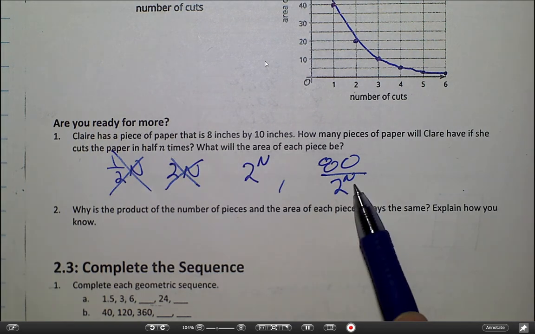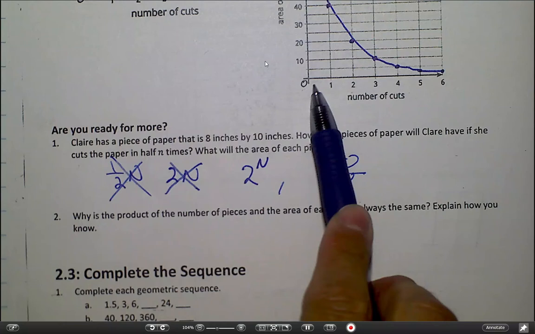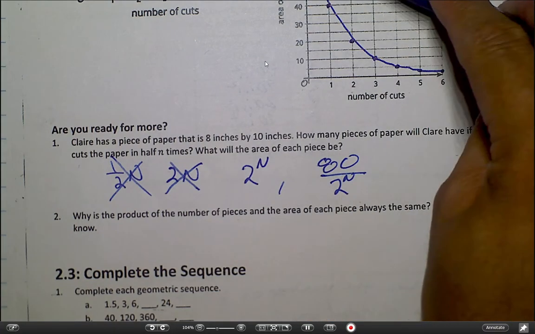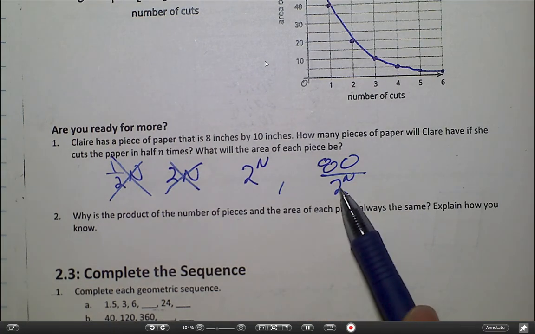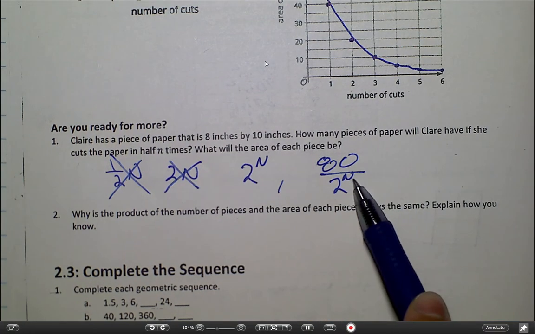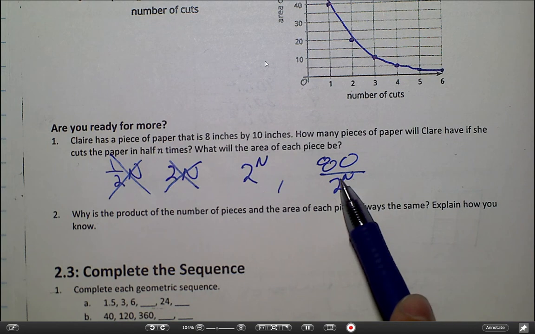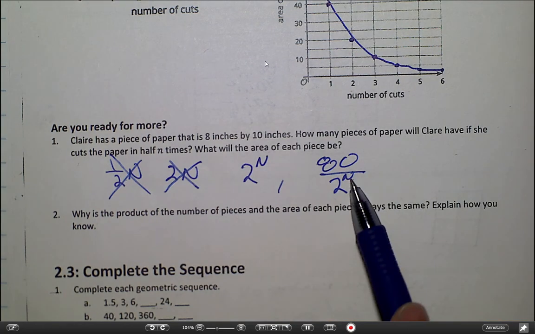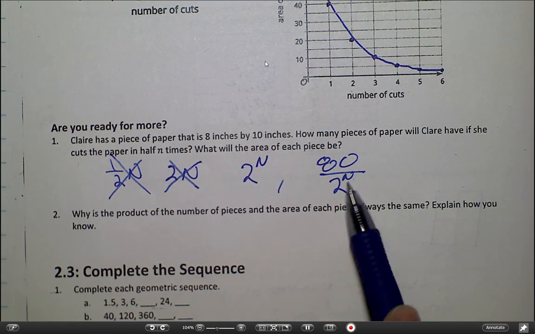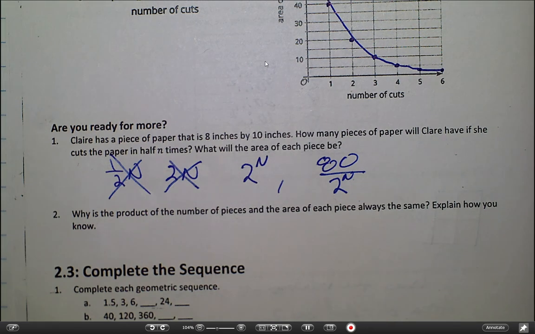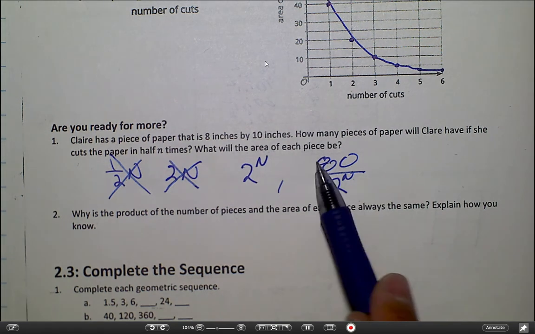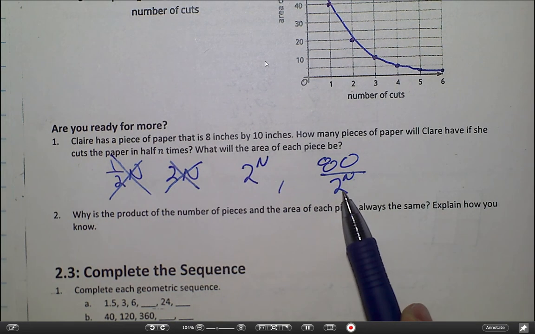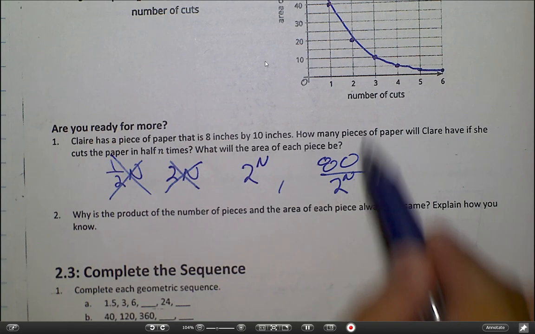Because right here at 0, I still have 80, right? Because 2 to the 0 power is 1. 80 divided by 1 is going to be 80. Very good. Now do it again. So when n is 1, that's going to be 2. So 2 to the first power is 2, right? So 80 divided by 2, 40. There we go.